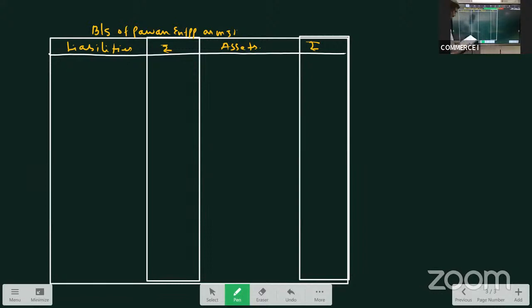What are the items we did not take? See on the debit side of trial balance. Rent, purchase, wages, carriage, opening stock, commission, bills receivable. Bills receivable is an asset, 2,300. Then freight, oil, motor van. Motor van is a fixed asset. Motor van, the value given is 5,000. We have depreciation, we will deduct.